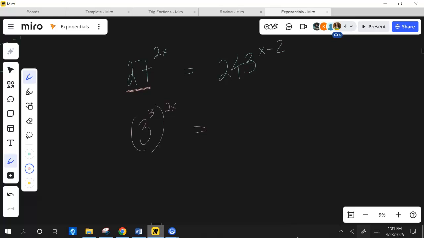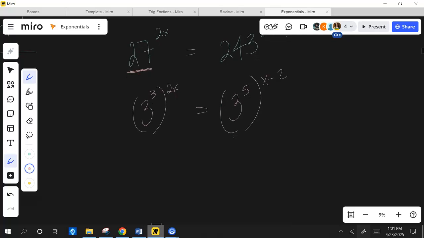You think 3 to the 12th is 243? No. It's definitely 3 to the 5th. 3 to the 5th would be 243, yes? Yep. Now we can do 6x minus 5x. And that will give you x equals -10, and that is the answer.